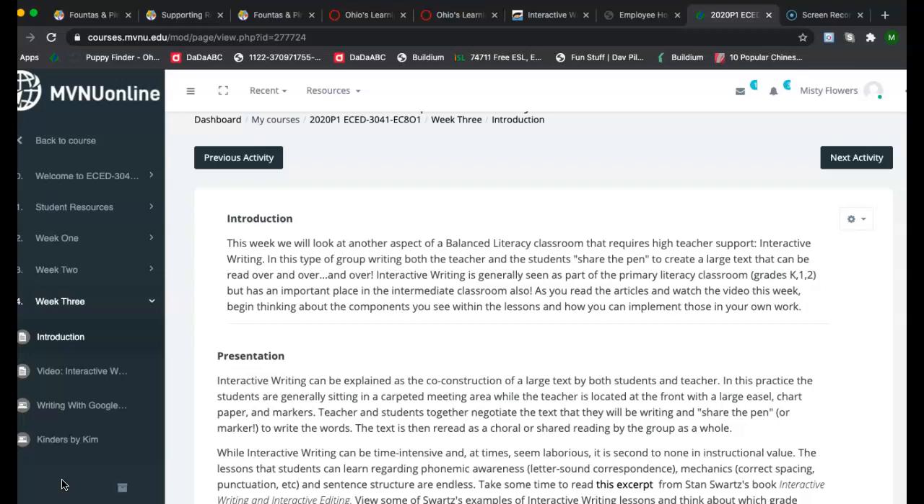It is not that every child gets a turn every time you do interactive writing. It's not about whose turn it is. It's about what those children specifically need. We mainly see interactive writing in preschool, kindergarten, first and second grade classrooms, but there are intermediate teachers that use it also, and it's very effective in the intermediate grades.